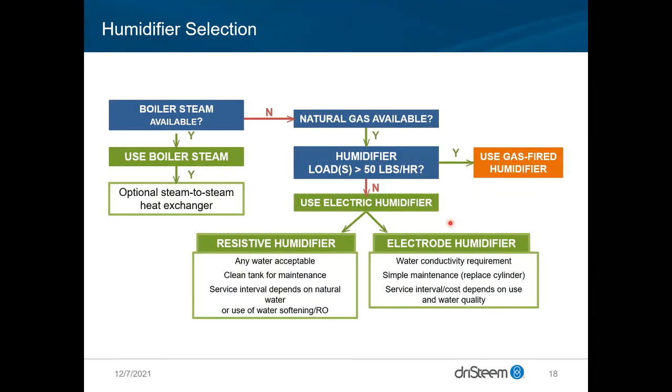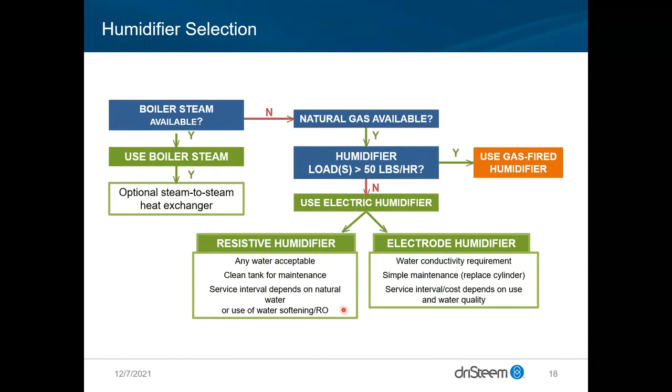If you don't have gas or it's a smaller load, typically you're going to be using an electric humidifier. And there's two completely different types of electric humidifiers. We're going to get into the difference in those. But basically, electrode humidifiers require water with solids dissolved in them. That is the way they boil the water: we pass electricity through the water. I think we're actually charging the water and using the minerals in the water to heat the water and boil it. In a resistive electric humidifier, these are resistive elements. They just get hot and boil the water that way.